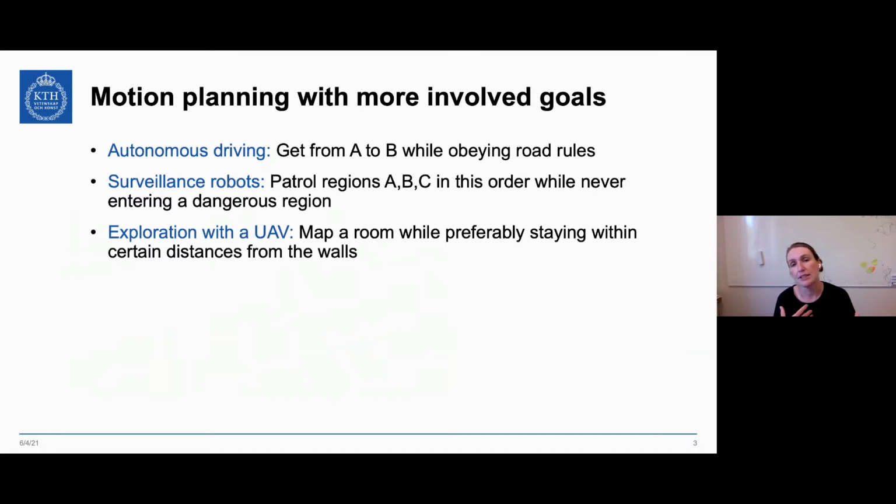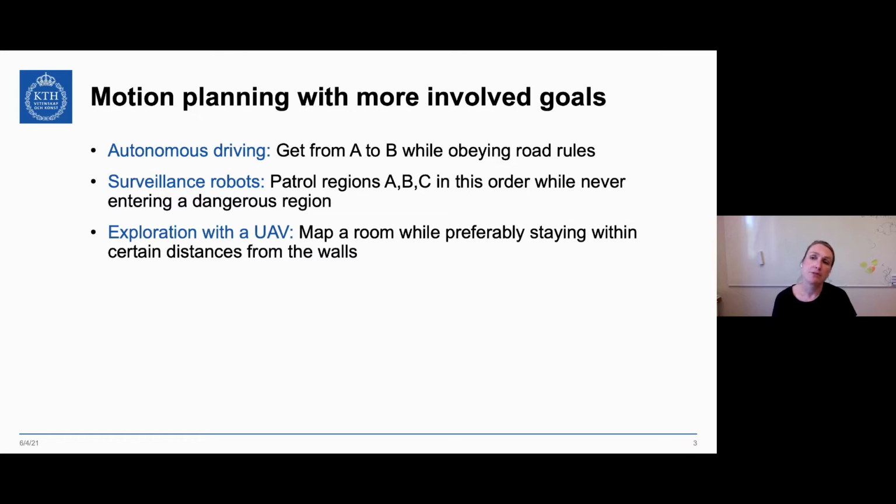You might be interested in saying more than just go from A to B. So for instance, you can be interested in autonomous driving, going from A to B, but you want to obey road rules as well. Or you can have some surveillance robots, and then it's not only about going from A to B, but patrolling some regions A, B, and C in this particular order, while never entering some region that is dangerous. Or you can think about an unknown space and you would like to map a room, but while you are doing this mapping, you would preferably like to stay within certain distances from the walls, from people, from obstacles, and so on, if that's possible.